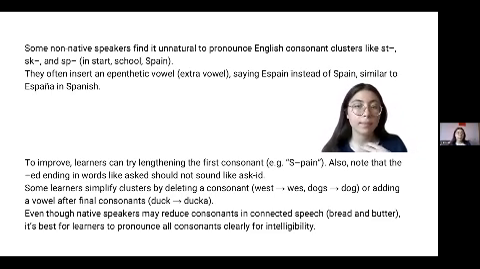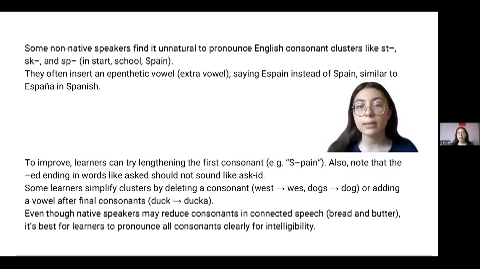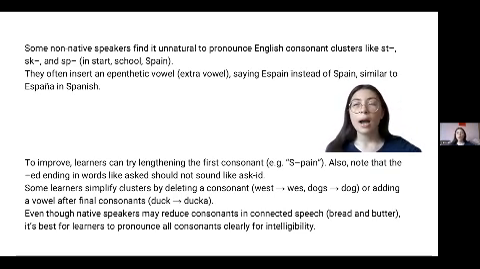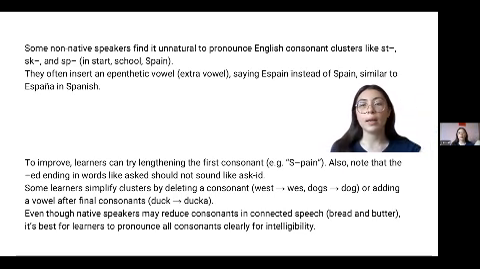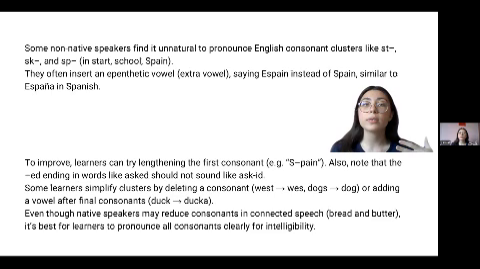It's like asked, asked. Some learners simplify clusters by deleting a consonant, such as west, wes, dogs, dog. I see this in Asians, I guess, or adding a vowel after final consonants, such as dog, doga. Even though native speakers may reduce consonants in connected speech, it's best for learners to pronounce all consonants clearly for intelligibility. What we said, intelligibility is the most important thing.